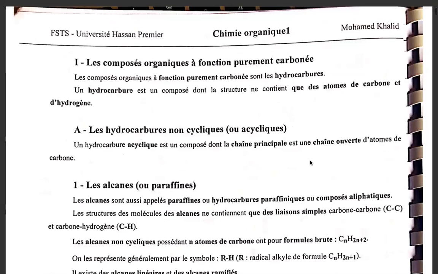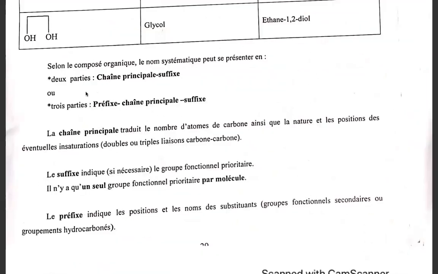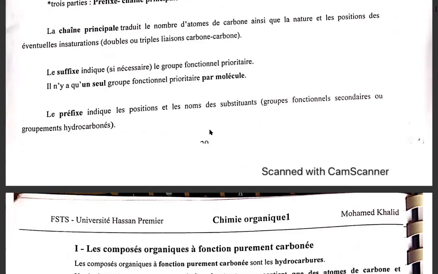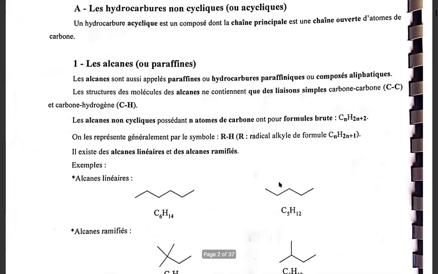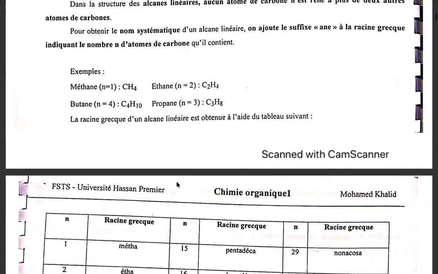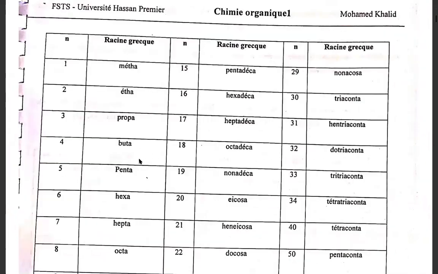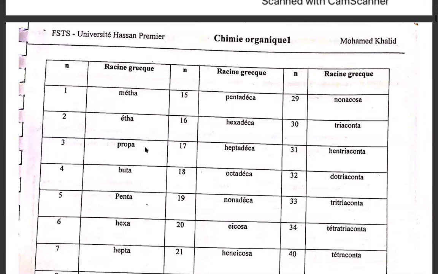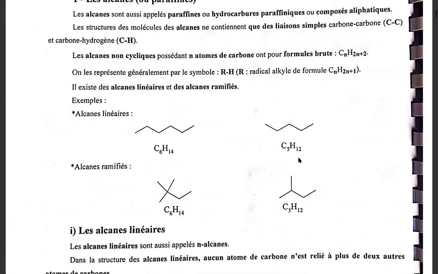The formula is we are supposed to look at the prefix, and the prefix defines what la chaîne principale is. Then later on, we are going to add the suffix. So in this case, we are going to have 1, 2, 3, 4, which is la chaîne principale. And we are saying 4 carbon atoms has a prefix called buta. So that is our chain principal prefix.